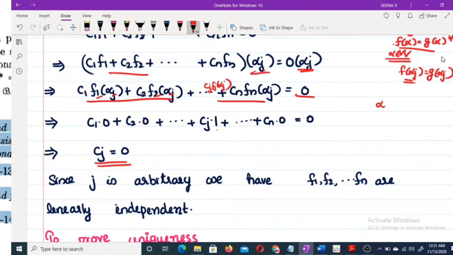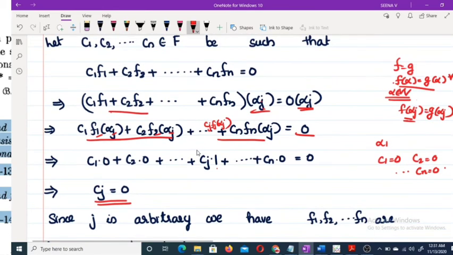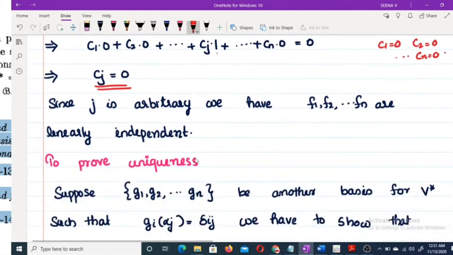If we take alpha 1, we get c1 equal to 0. If we take alpha 2, we get c2 equal to 0, etc. If we take alpha n, we get cn equal to 0. If j is arbitrary, we get c1 f1 plus etc. plus cn fn equal to 0 implies ci equal to 0 for every i. This implies that the set is linearly independent.